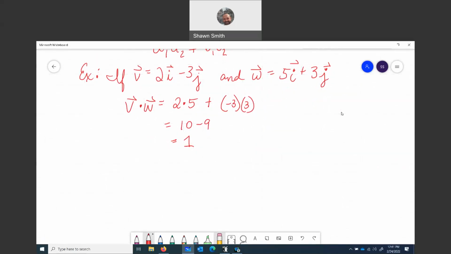Simple calculation, right? Keep that in mind. Very simple. Don't mix it up with something else that we're going to do later on, but you're not going to see that until next chapter. But this is simple arithmetic.